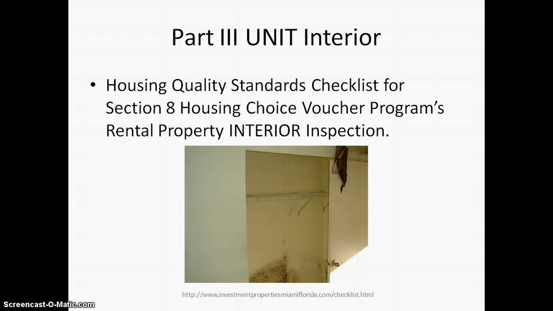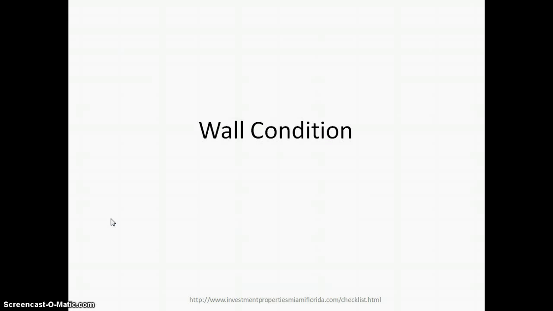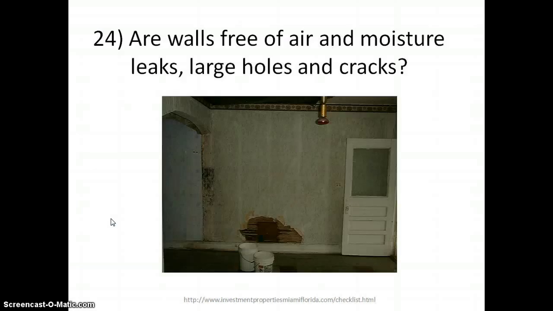And you can see that photo right here. Here's some mold here and some damage hanging from the ceiling. This will never pass inspection. You have to get rid of that. Wall conditions. You want to check the walls. Here's a bad example of a wall that needs work and will never pass inspection for Section 8. Large cracks, leaks, holes in the wall. Very common in distressed properties. They have to be repaired.